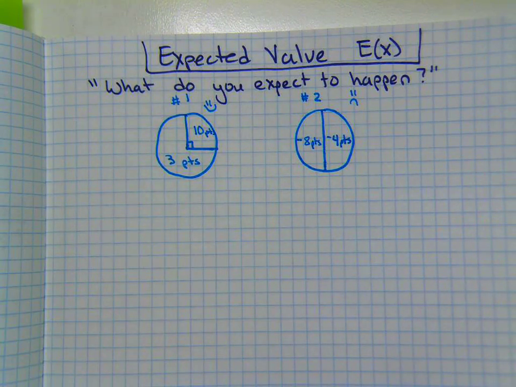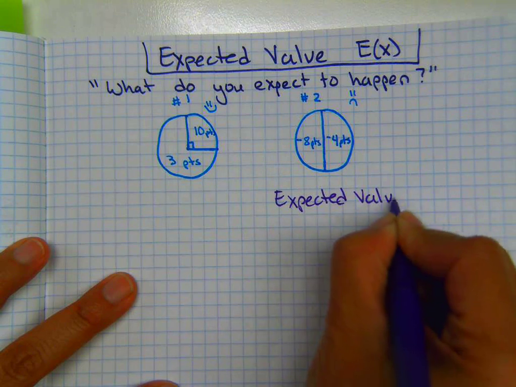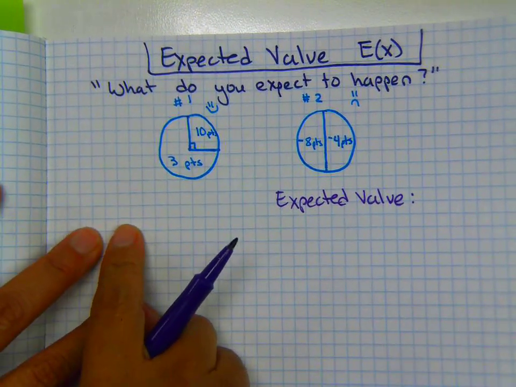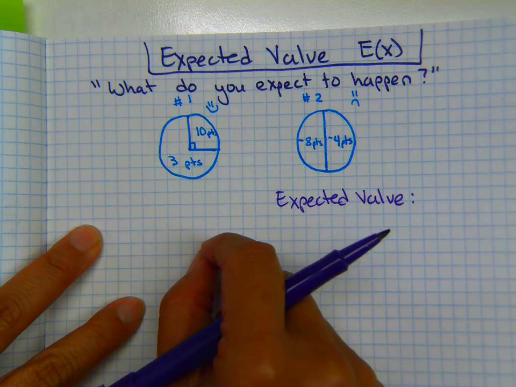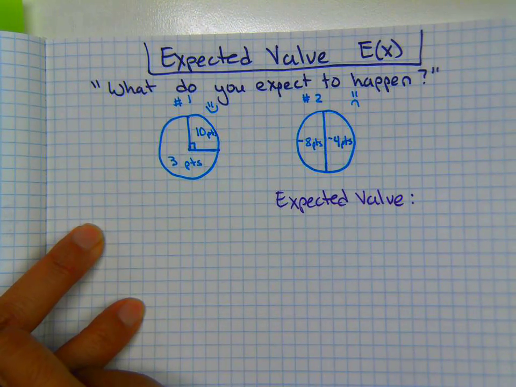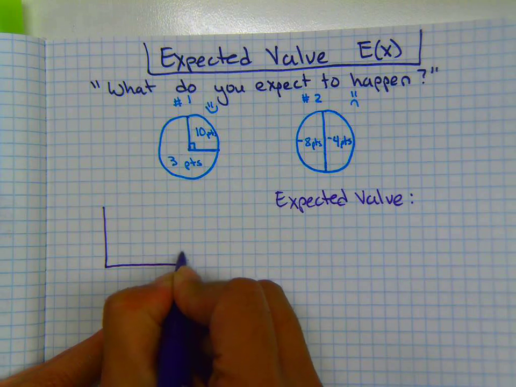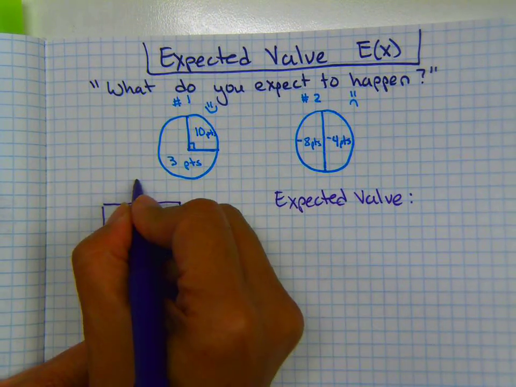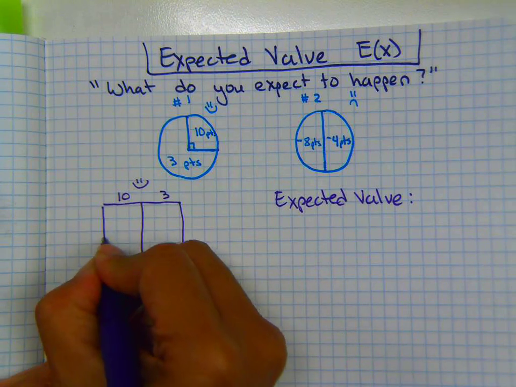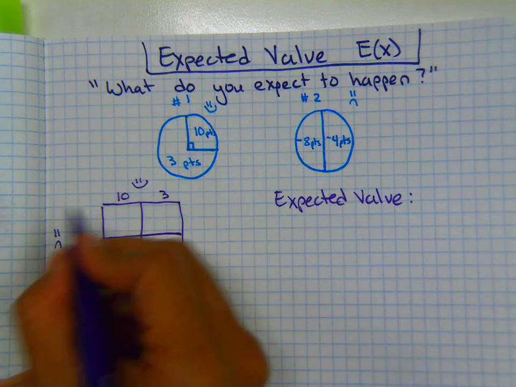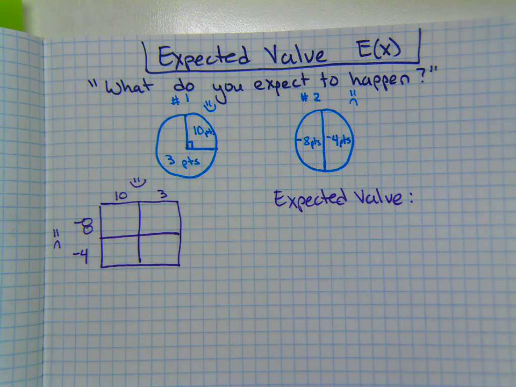All right, so the expected value would look something like this. The way we figure that out is we need to know the probability that certain outcomes will happen. And then once we know those probabilities, we can figure out how many points are associated with it. So for example, let's take a look at a little table. Like I said, we need to figure out the probabilities first. On the first spinner, where good things happen, you could either get 10 points or 3 points. And on the second spinner, where bad things happen, you could get 8 points taken away or 4 points taken away. So now let's figure out the probabilities of getting those.